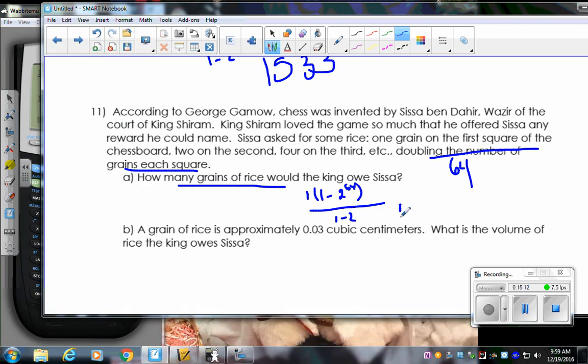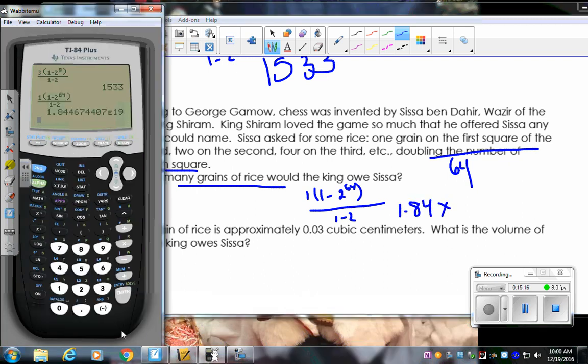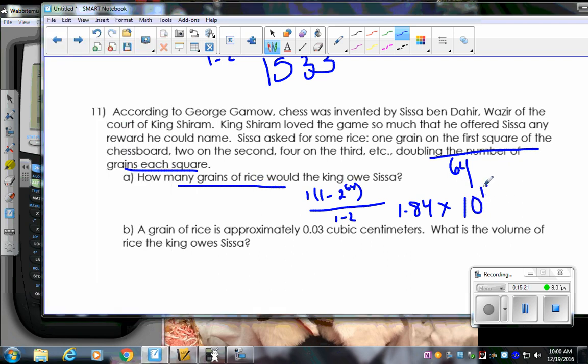All right, so 1.84 times 10 to the 19th. When you see that E, it's telling you it's scientific notation. So it's 10 to the 19th. All right, that's really big. So then it says a grain of rice is approximately this many cubic centimeters. What's the volume? Right. Well, we already know each one has that itself as a volume. So now I'm just doing 0.03 times the 1.84 times 10 to the 19th.